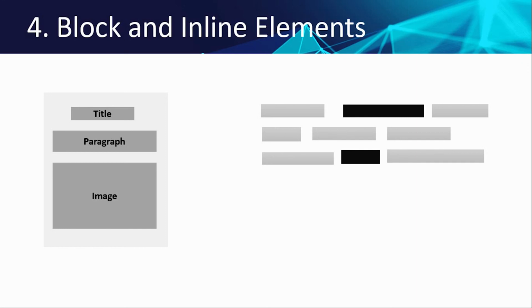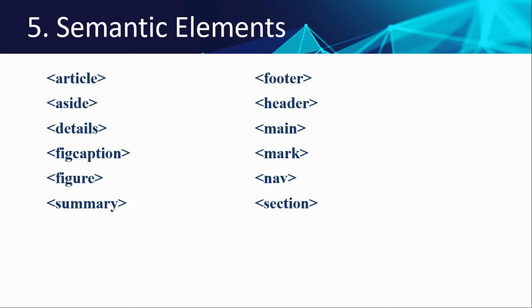And the last topic of this course is semantic elements. These are elements that clearly describe their meaning to the browser and also to the developer. HTML5 offers new semantic elements to define different parts of the web page, like article, aside, details, caption, figure, summary, footer, header, main, mark, nav, and section.